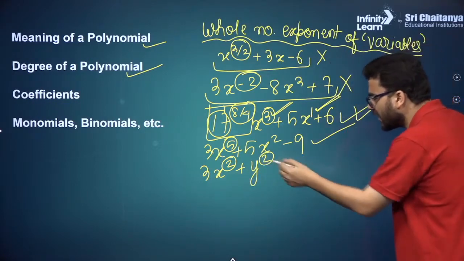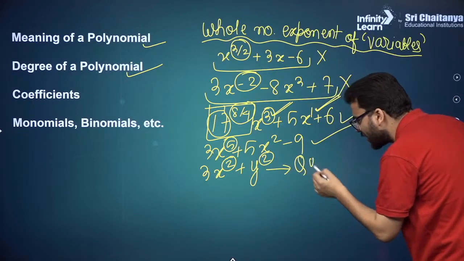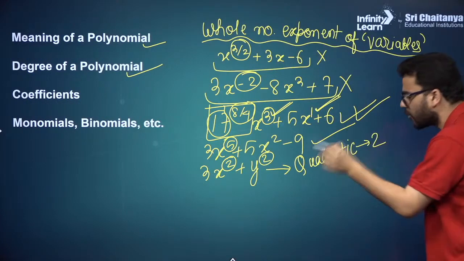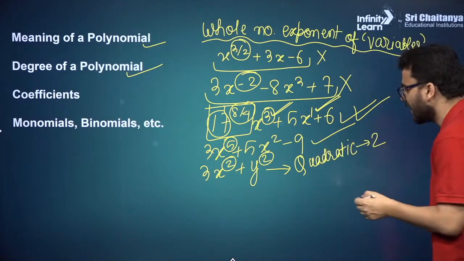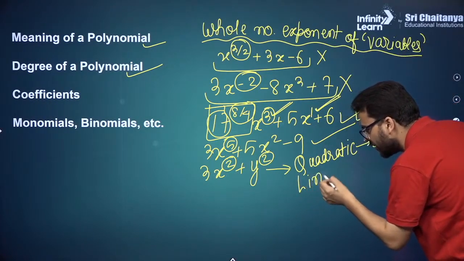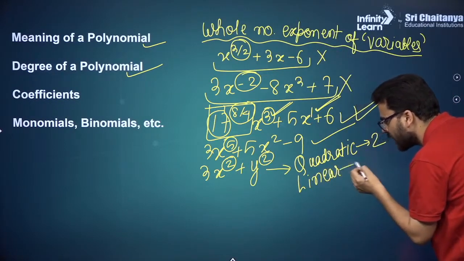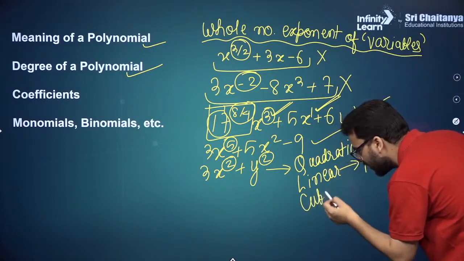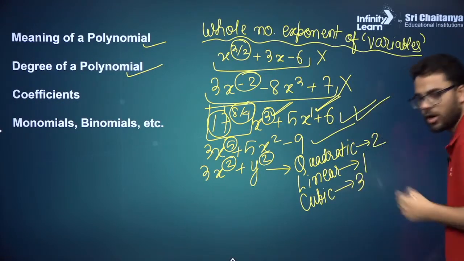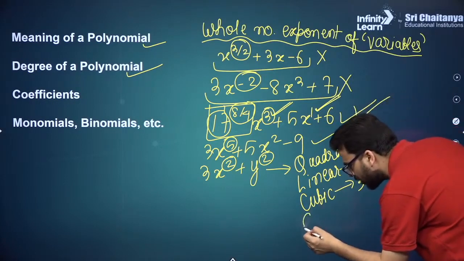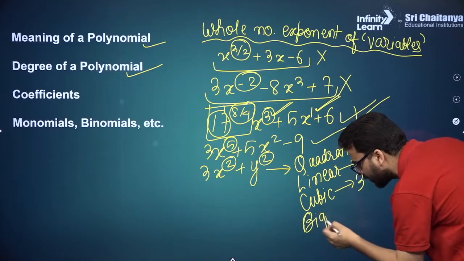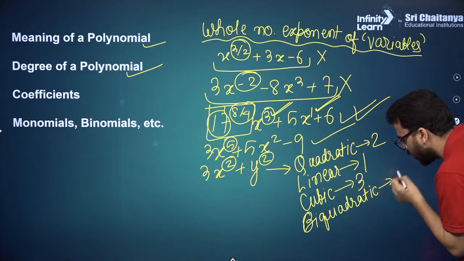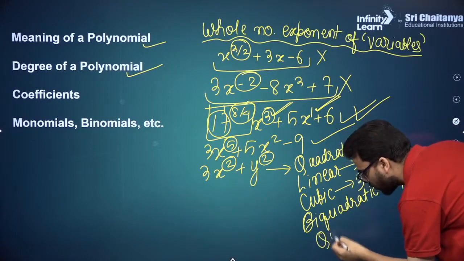So if it's a 2-degree polynomial, you call it a quadratic polynomial. These are the names. If it's a 1-degree polynomial, that is the highest exponent of the variable is 1, that is called a linear polynomial. If you have got a 3-degree polynomial, that polynomial is called a cubic polynomial. If you have got a 4-degree polynomial, that is known as biquadratic polynomial. 5-degree polynomial is quintic polynomial.